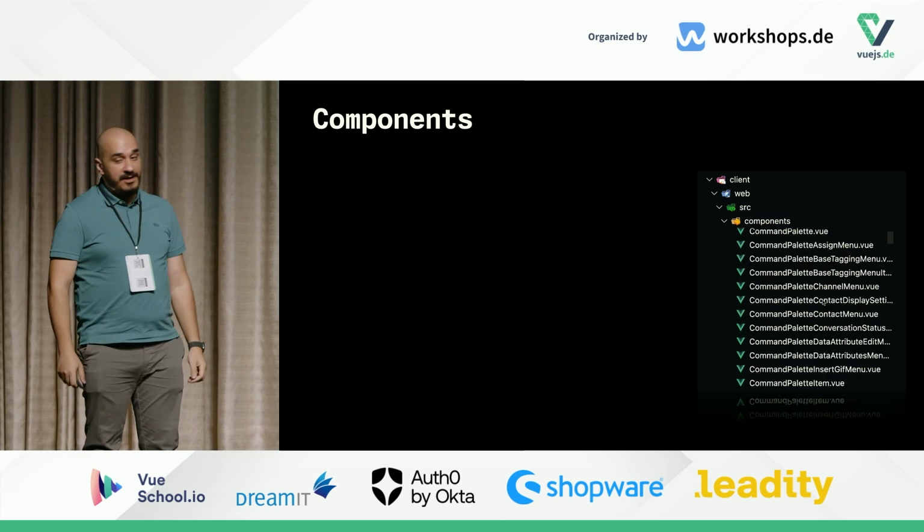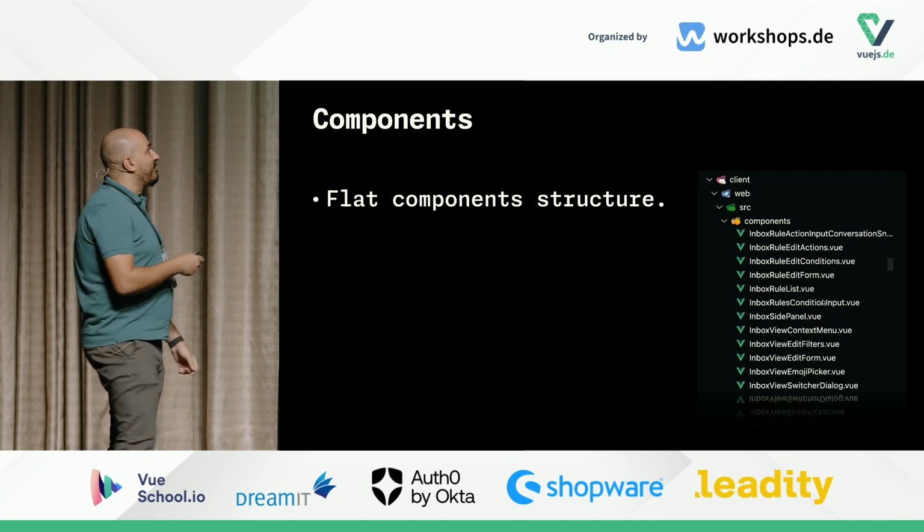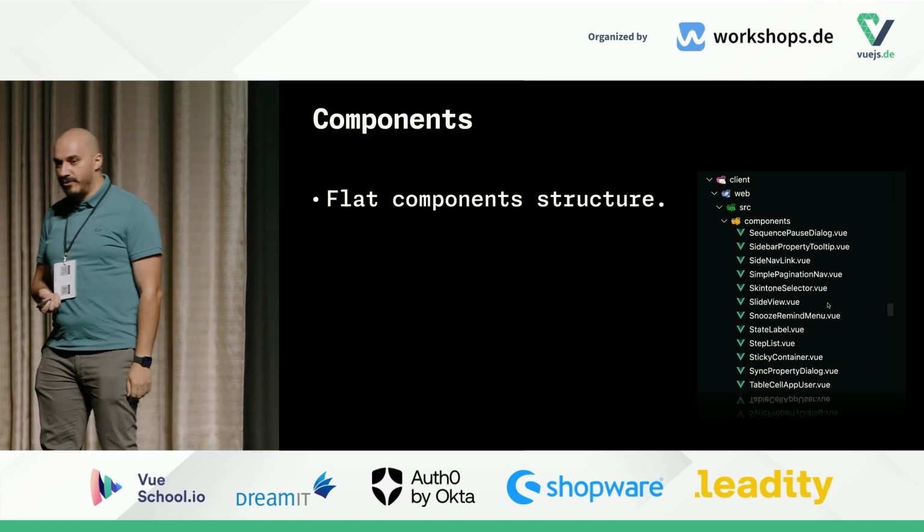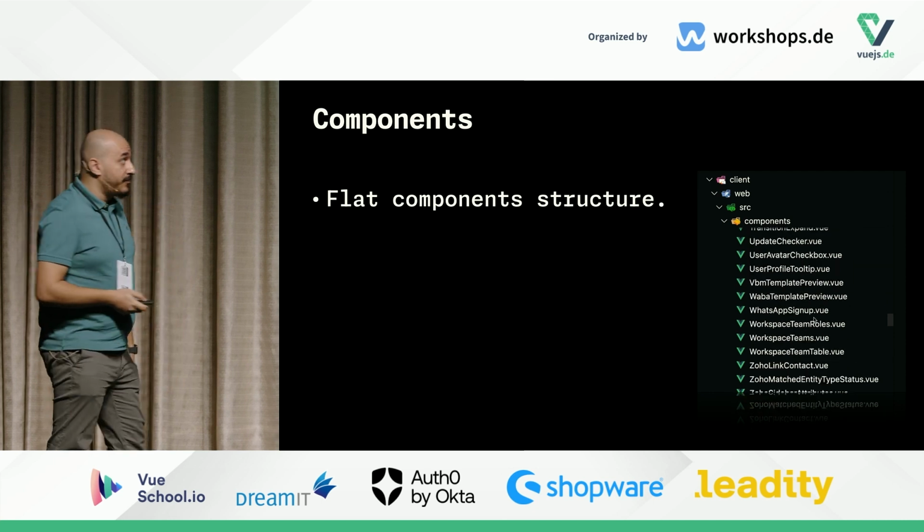How do we organize them? We don't. So everything is one folder. It's a flat component structure. We have around 800 of them in web alone. I think total is around 1,000.